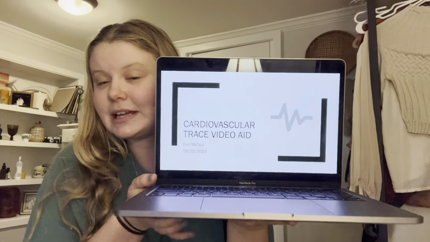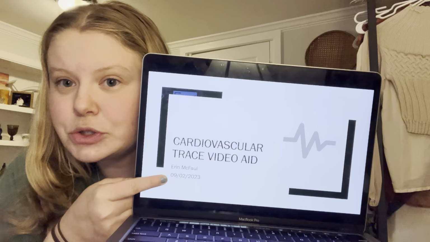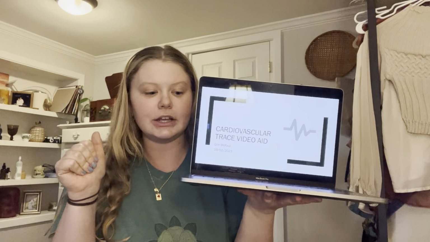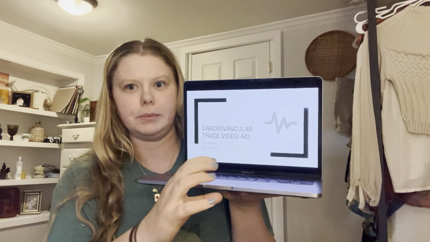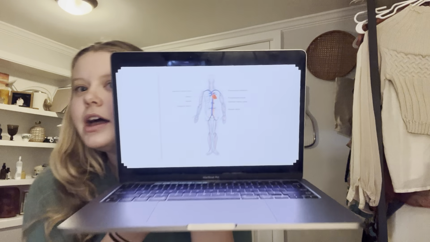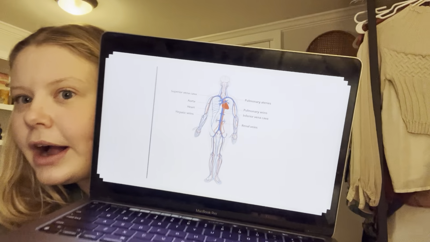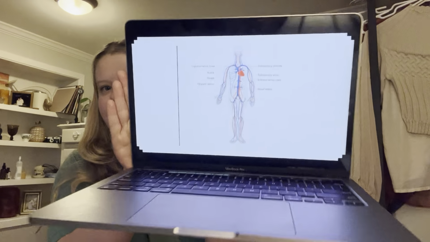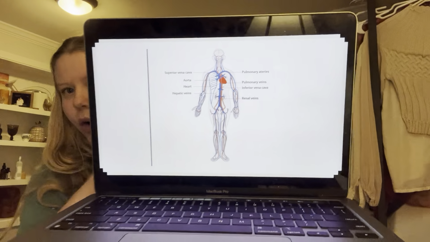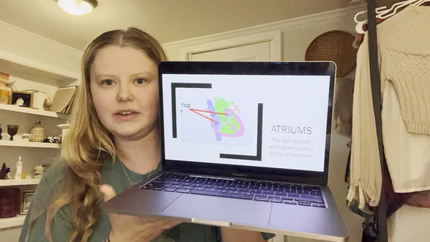Today we will be completing the cardiovascular trace video assignment. I had made this visual aid back in September, but I had issues posting this video, so I'm just going to film it again right now. To give a little background of the cardiovascular system, this is an image of it in whole, and now we're going to hone in on specific things.